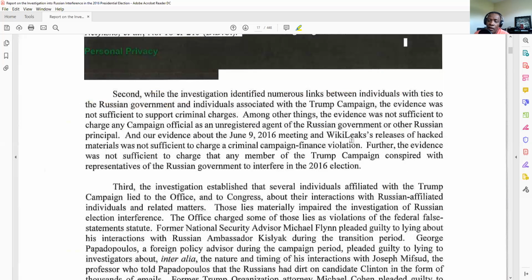So when you hear President Trump and some Republicans, this is a commentary saying no collusion, no interference, and it's a clean bill. This is probably where they get that information from, okay? Again, I'm going to read that again so we're more clear. Further, the evidence was not sufficient to charge that any member of the Trump campaign conspired with representatives of the Russian government to interfere in the 2016 election.